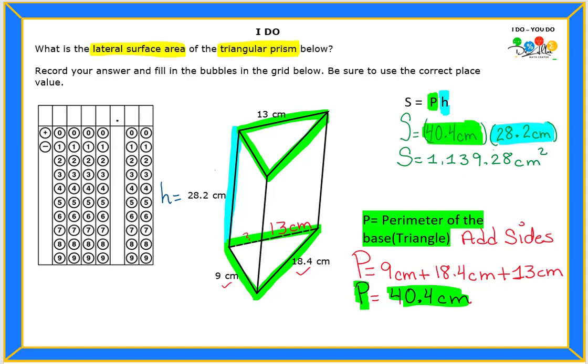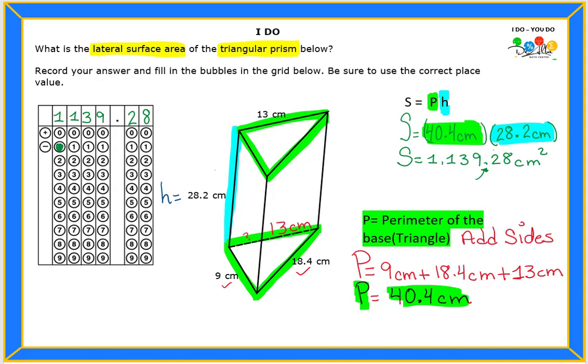Next, I need to write my answer on my grid. I'm going to write down 1,139, and notice how after the 39, there is a decimal. There's my decimal right there. And then the last two numbers are 28. It is positive. If you do not fill in the positive sign, it's totally okay. So let's finish it up.